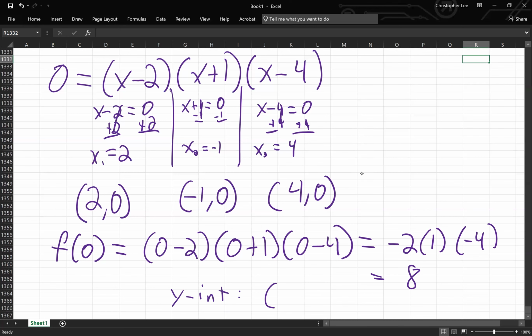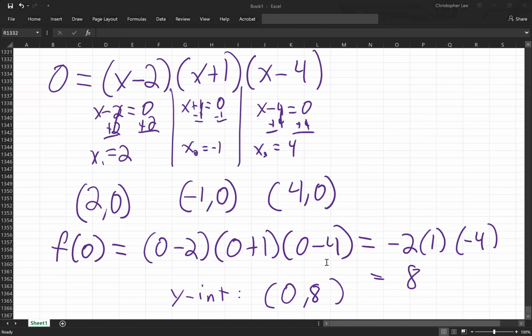Because remember it's a point. So what's the point going to be? 0 comma 8. Very good. And that's it. All right. That's literally the rest of your homework. Very, very good.